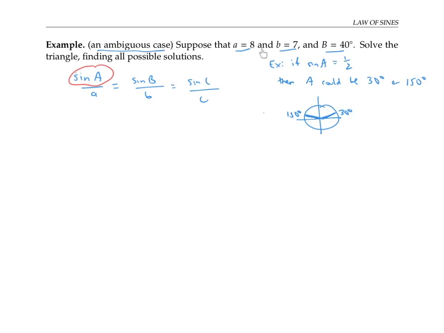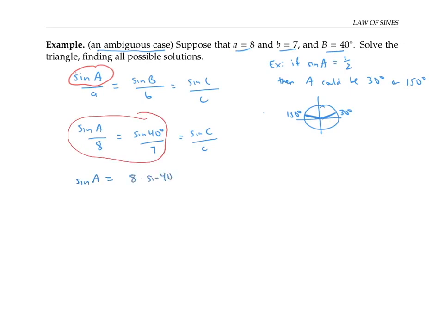Plugging in my given information into the law of sines, I'll focus on this portion of the equation where there's only one unknown to solve for. First, I'll solve for sine of A, which is 8 times sine 40 degrees over 7, which works out to 0.7346. From the unit circle, I can see that there'll be two possible angles with this sine, one in the first quadrant and one in the second quadrant.